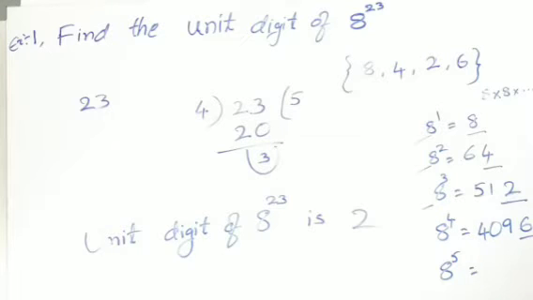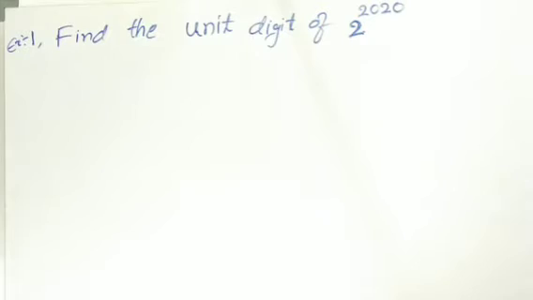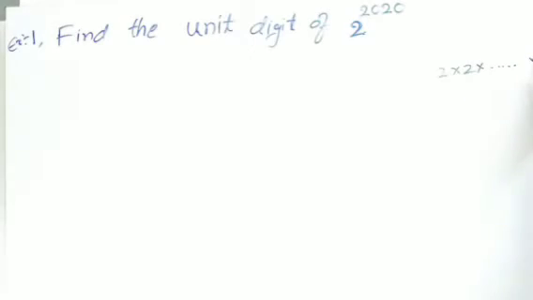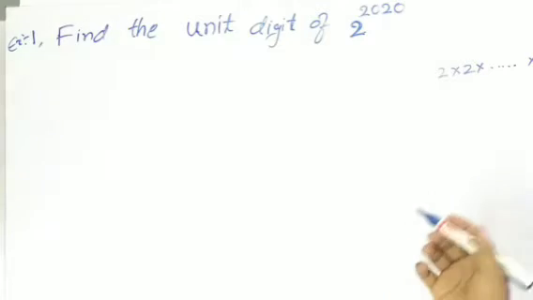Got an idea? The next question is, find the unit digit of 2 to the power 2020. I took that year, 2020. If we write 2 into 2 up to 2020 times, then we will get the answer. But is it possible to write it on a board? It's highly impossible. But there is a logic.